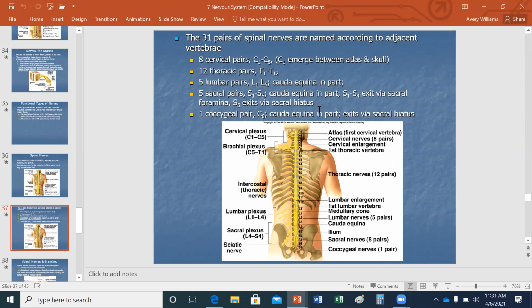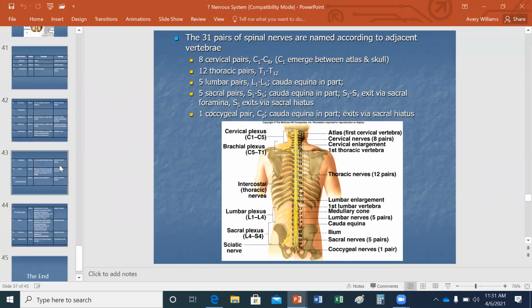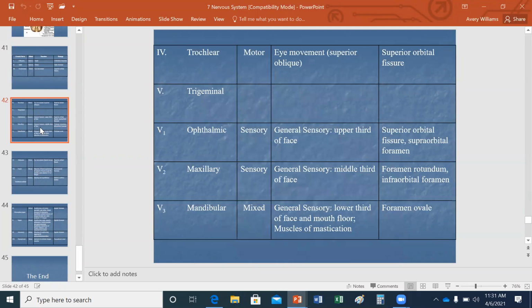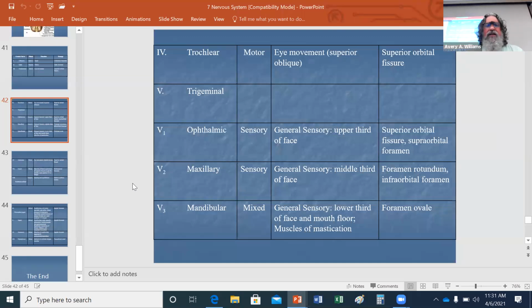Okay, I have another question about the cranial nerves. The 5th cranial nerve, the trigeminal, I don't know if I'm saying that right. So the next 3, the ophthalmic, the maxillary and the mandibular, those are all underneath that one. Are they all the same but different?